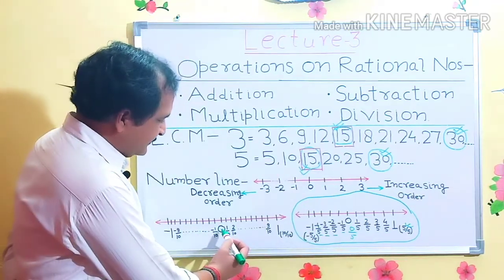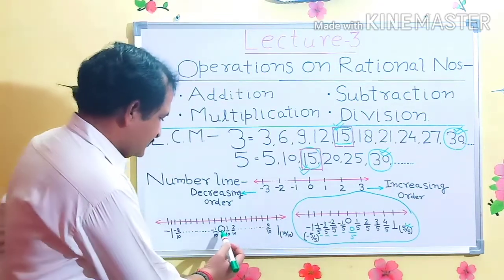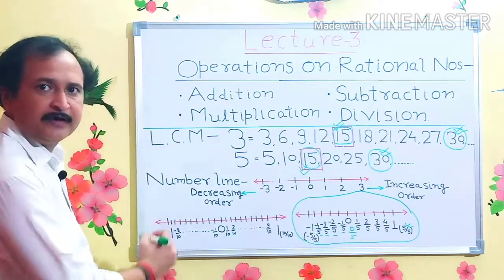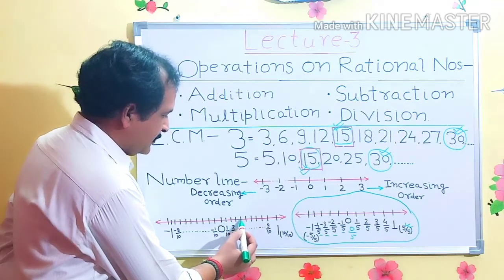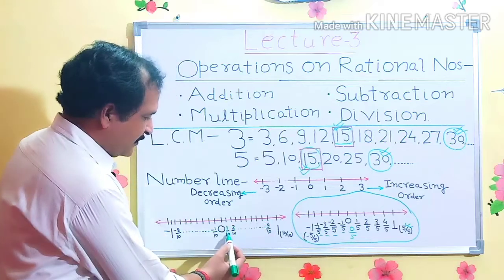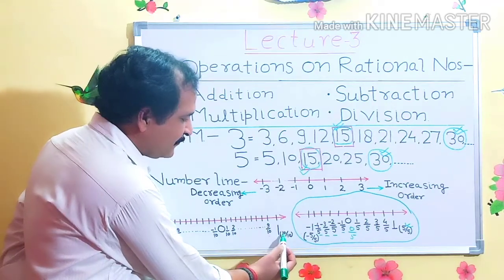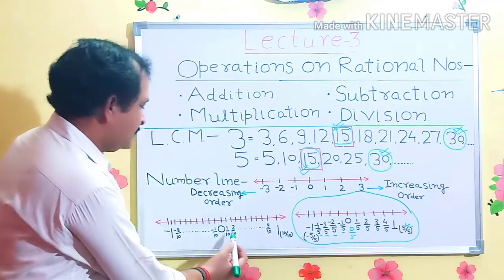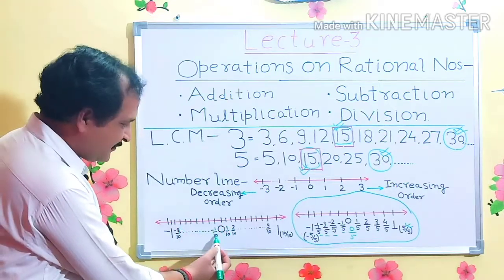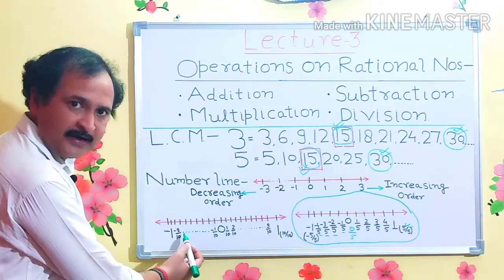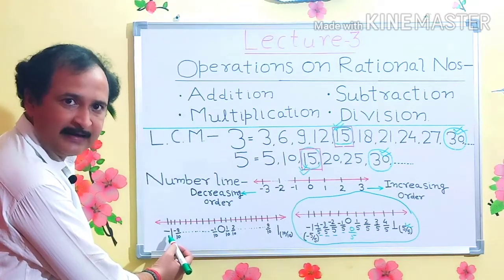Similarly, if we divide the zone between 0 and 1 into 10 equal parts and the zone between 0 and minus 1 again into 10 equal parts, then each point of this zone can be written as 1 by 10, 2 by 10, 3 by 10, 4 by 10, and so on up to 9 by 10, and 1 can now be written as 10 by 10. 0 can be written as 0 by 10. Similarly, the left side points can be written as minus 1 by 10, minus 2 by 10, and so on, minus 9 by 10, and minus 1 can be written as minus 10 upon 10.